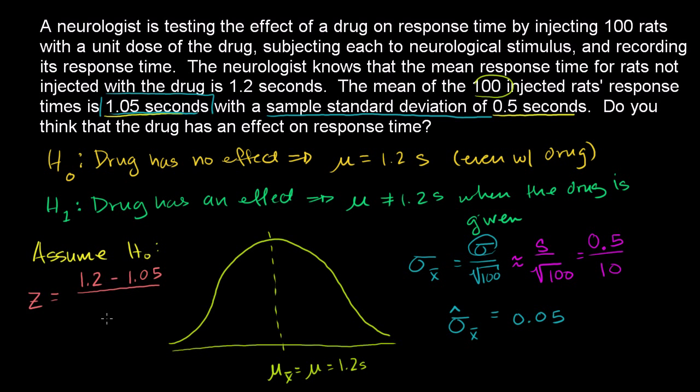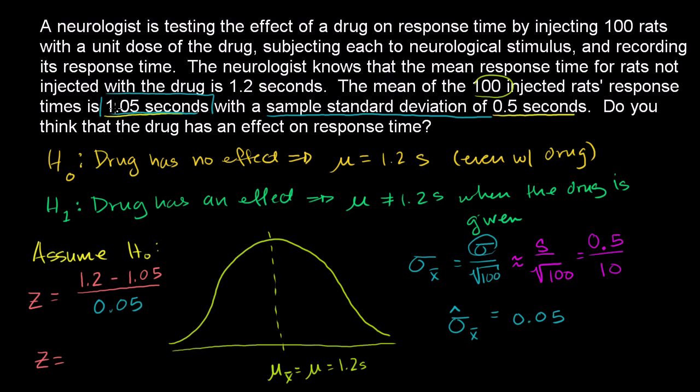And if we want it in terms of standard deviations, we want to divide it by our best estimate of the sampling distribution's standard deviation, which is this 0.05. So this is 0.05. And what is this going to be equal to?